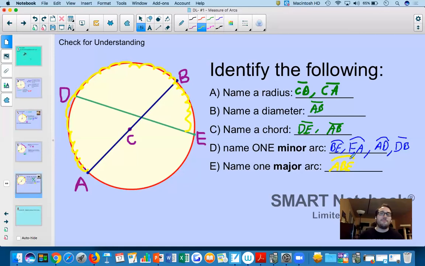All right, so again, nothing crazy mathy now. We're just doing some vocabulary terms so that in the next video, when I talk about a minor arc, you got to know what a minor arc is. If I talk about a major arc, you got to know what a major arc is. Same thing with radius, diameter, and chord.